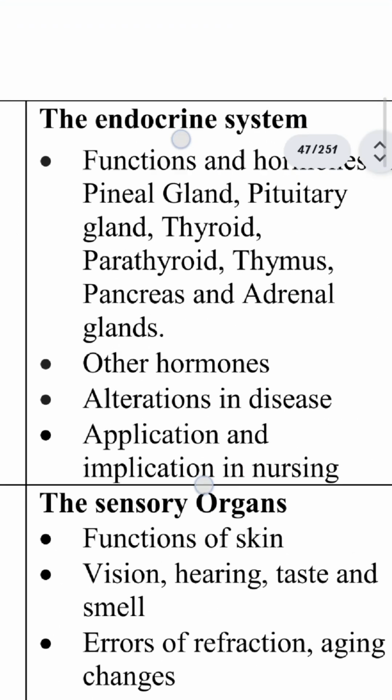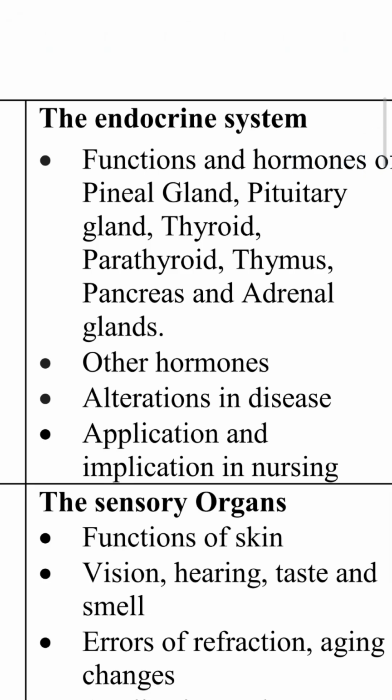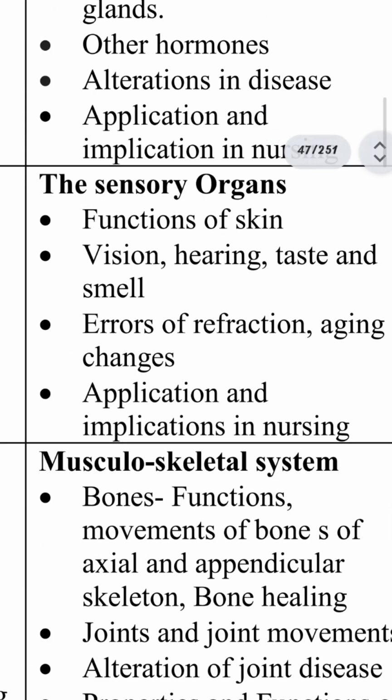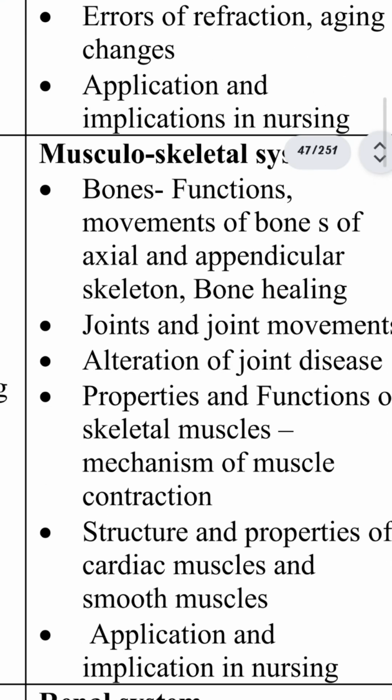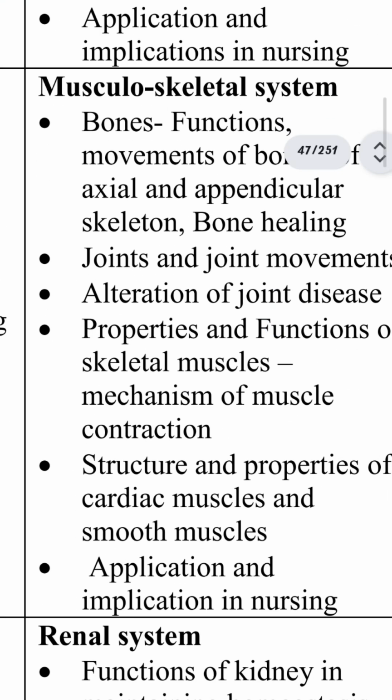Then the endocrine system, you have to study different kinds of glands, right? And then sensory organs, you have to study about the skin, right? Nose, ear, tongue. Then the musculoskeletal system, we have to study about the bone, right? A joint.